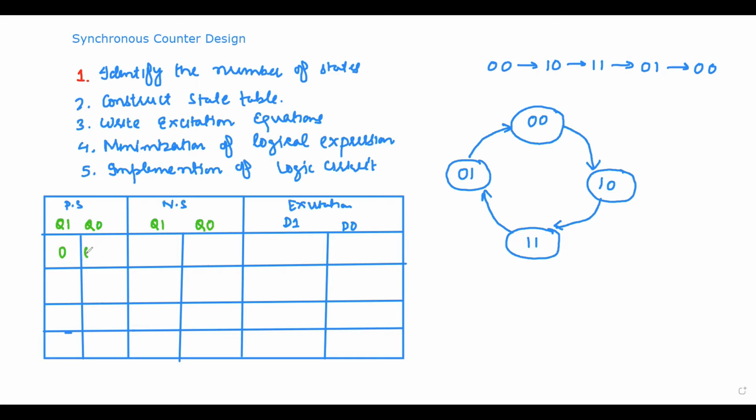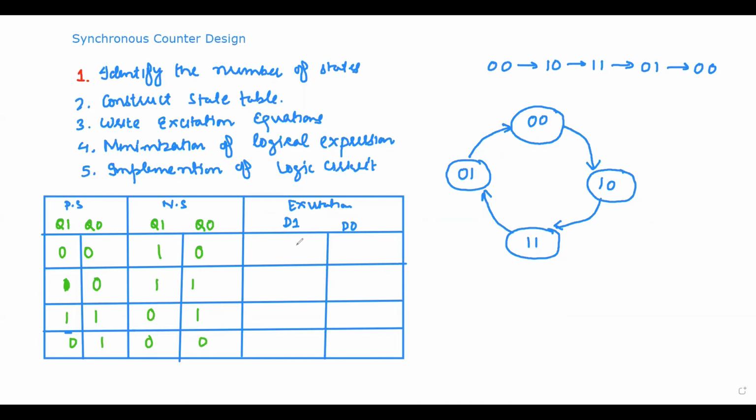Your first state is 0 0. From there your device will move to 1 0. From 1 0, your device will be moving towards 1 1, and from 1 1, your device is moving to 0 1, and from 0 1, your device is again moving back to 0 0. Now corresponding to this next state, what is the excitation for D1? That is very important.